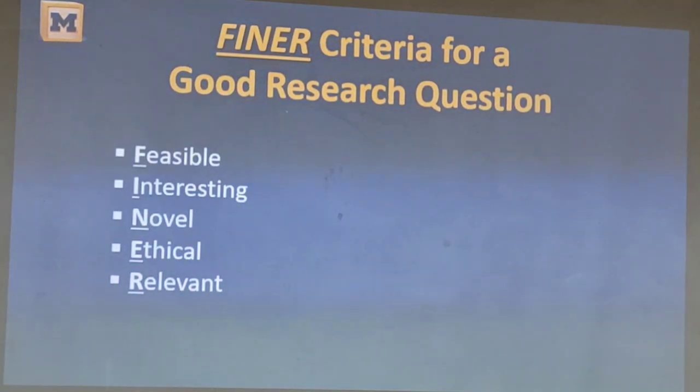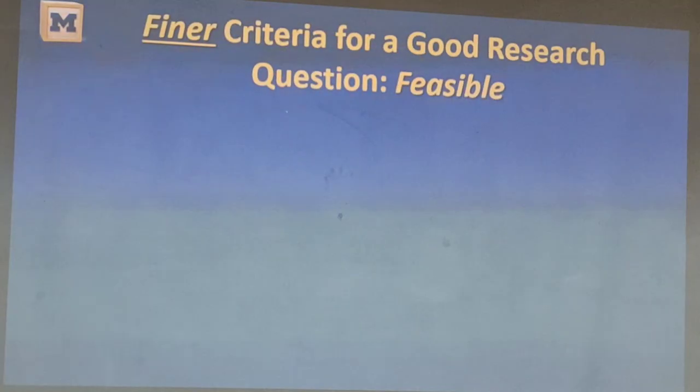The next one is the FINER criteria. So any project or anything I'm thinking about, I talk about the FINER criteria. Is it a good research question? Is it feasible? Is it interesting? Is it novel? Is it ethical, and is it relevant? You have to get all of these in your research question to be a good one.